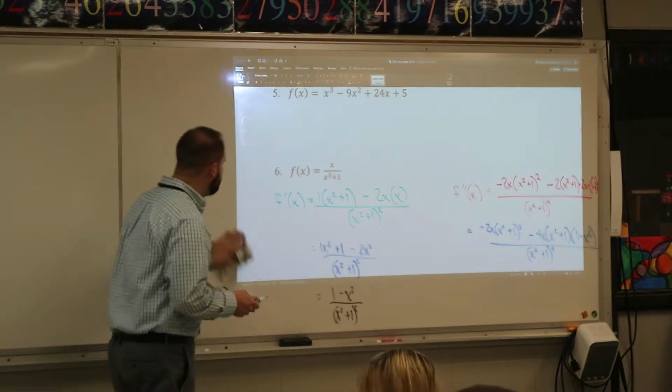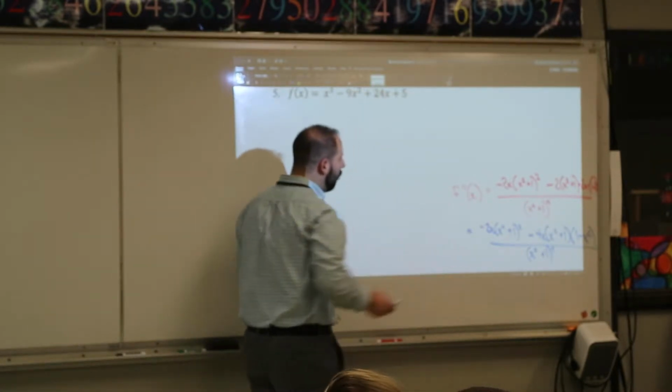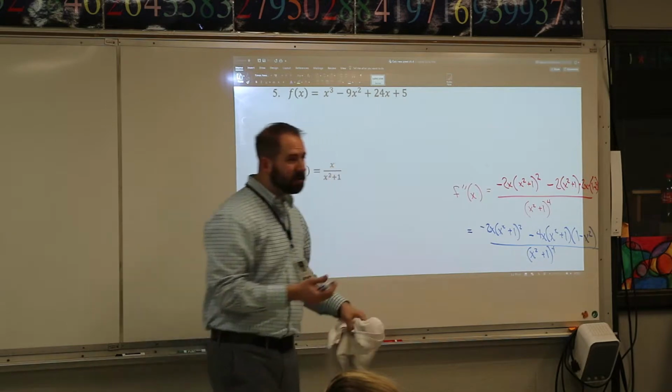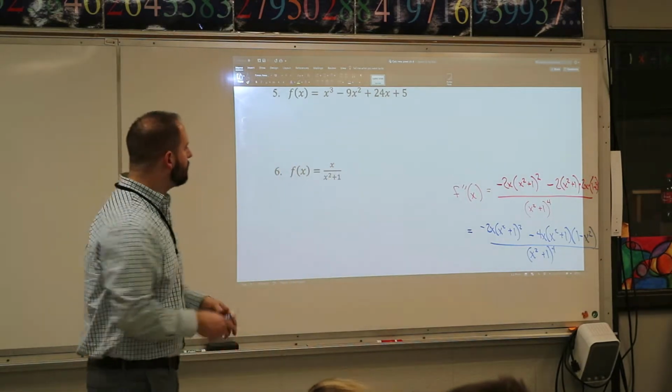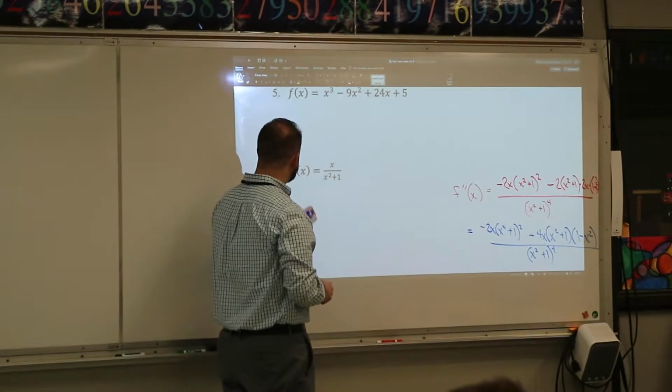So to do that inflection, we have to factor that back part out, and here's why I would factor instead of multiplying everything out: on the top, if you notice, there's x squared plus 1s, everything has it.